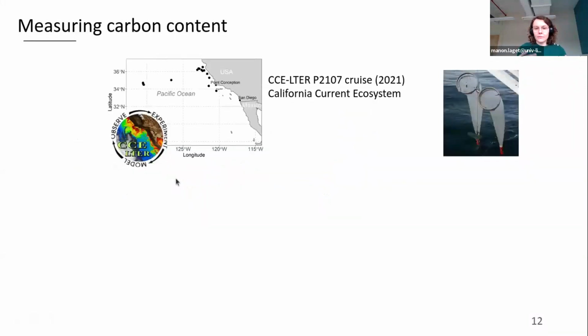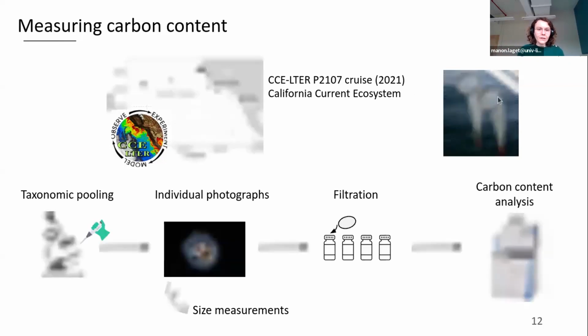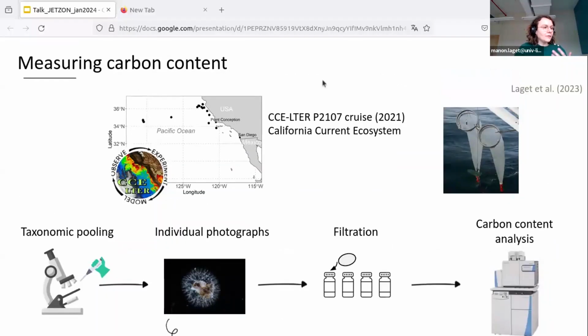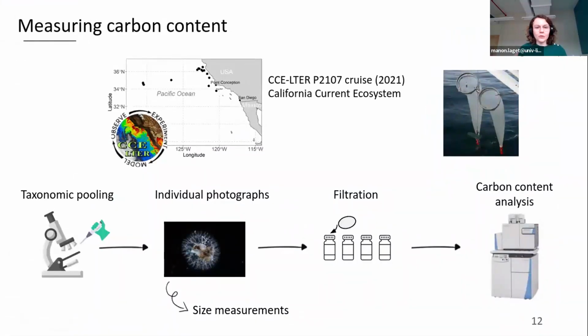So to answer the first question, we collected rhizaria specimens in 2021 in the California current ecosystem. So we collected them in various environmental conditions by using nets. And then we isolated and pooled together several specimens belonging to the same taxa. And for each individual, we took pictures so that we could get size measurements from these pictures. And then each package of individuals was filtered, and we analyzed the filters using the CN analyzer to get their carbon content.